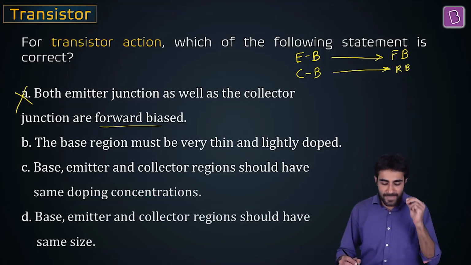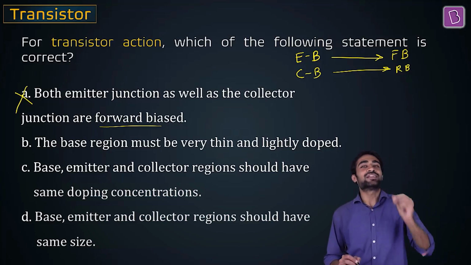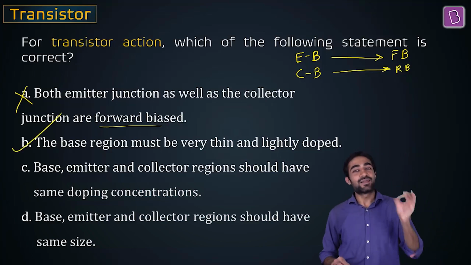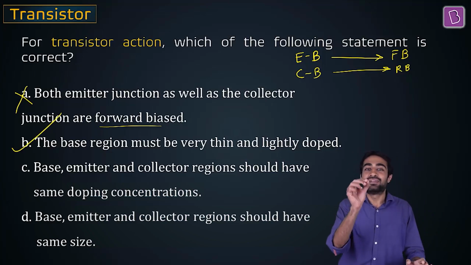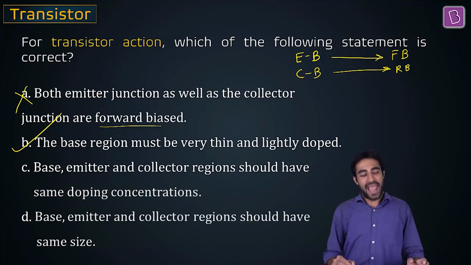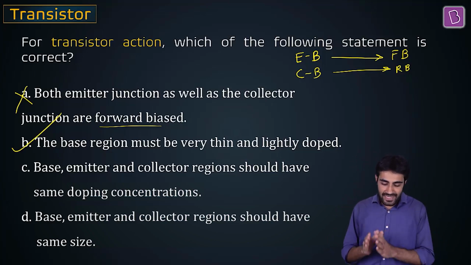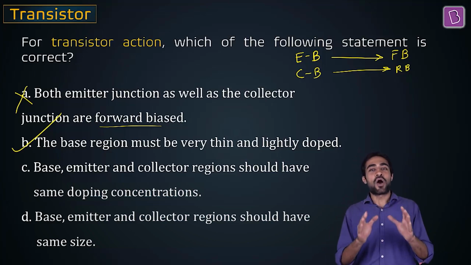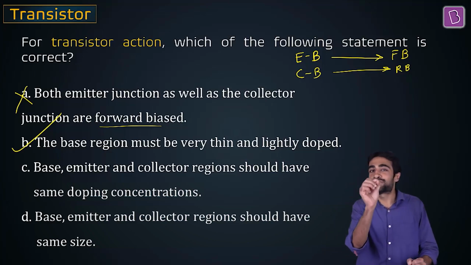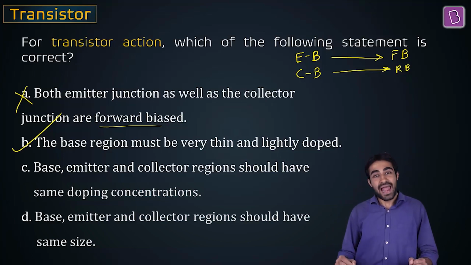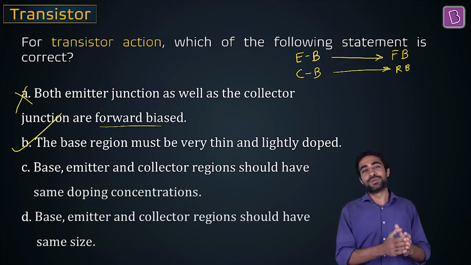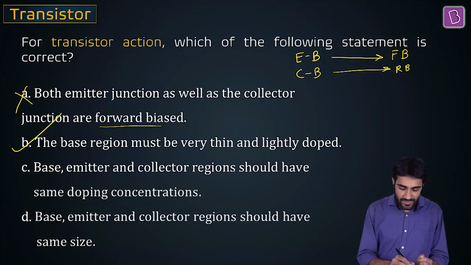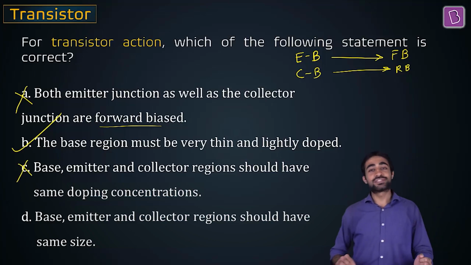Option B says the base region must be very thin and lightly doped. Option B is perfectly true. It is indeed the case that the base region is very thin and very lightly doped. And option C says the base region and the collector region should have the same doping concentration. No. They have different levels of doping concentration. The base region is the one which is very lightly doped and the emitter is the one which is heavily doped. The collector is the one which is moderately doped. So they have different levels of doping concentration. So option C is wrong.